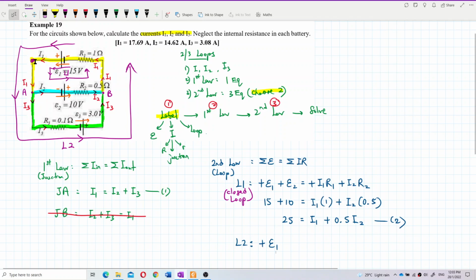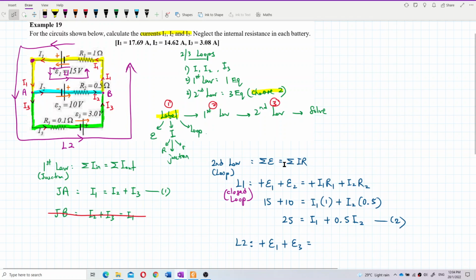Now, how about E3? We are done with E1, so the other battery is E3. E3 is negative to positive to the right, and the loop direction is also to the right. You see that here it is to the right, so it's the same direction. Same direction is also positive E3. Okay, so EMF 1 and EMF 3 are done. No more batteries are involved.